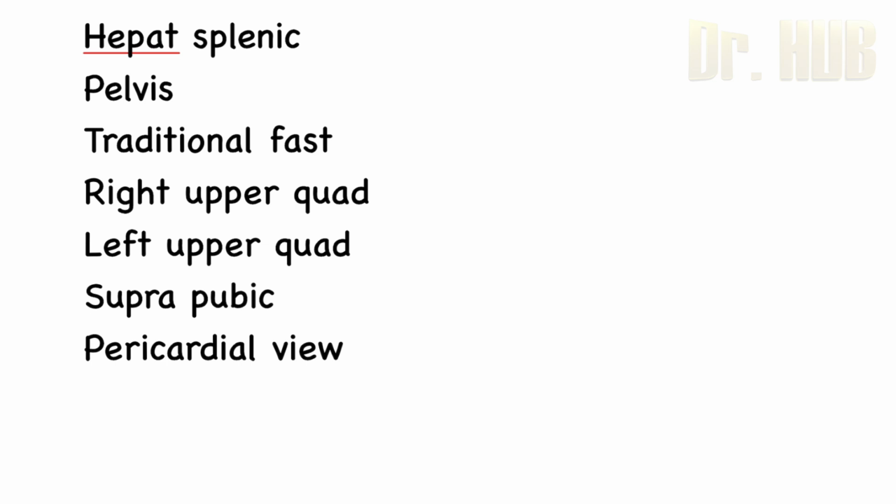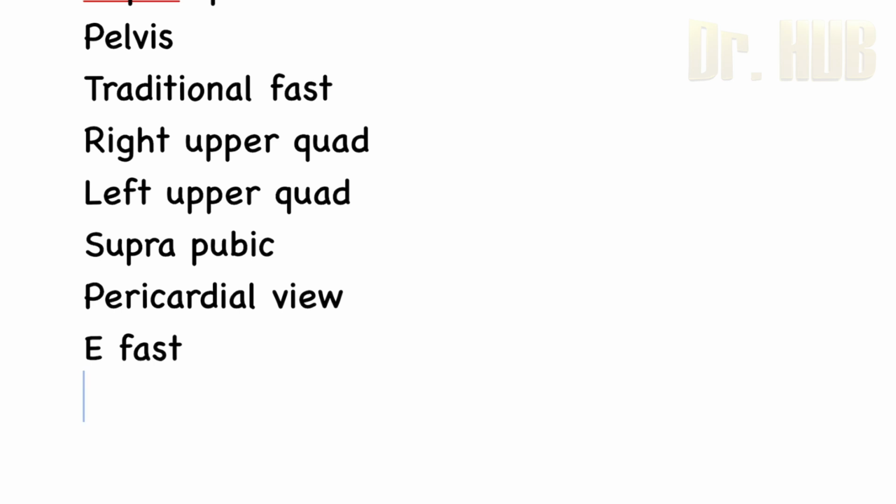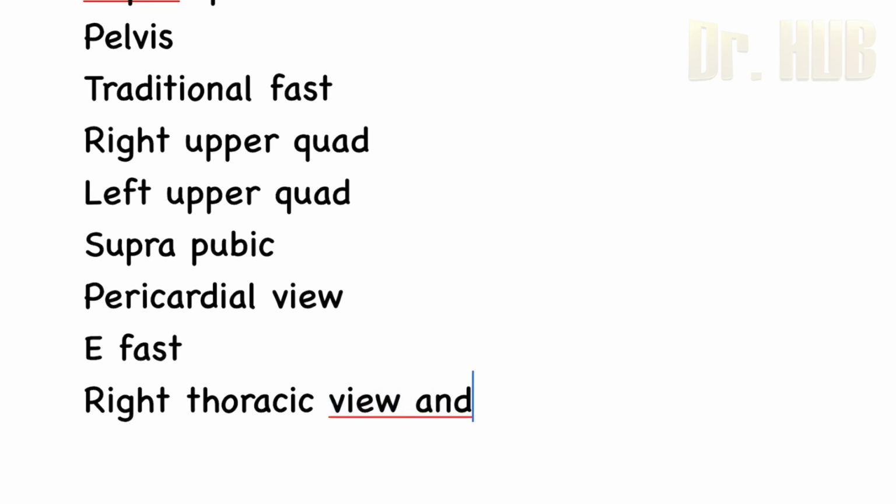Now let's look into what is known as the extended FAST. A quick view on the E-FAST, that is the extended FAST. So the E-FAST has additional views. Traditional, we saw, has the right upper quadrant, left upper quadrant, suprapubic, and the pericardial view. Whereas in the extended FAST, there is also a right thoracic view and a left thoracic view.